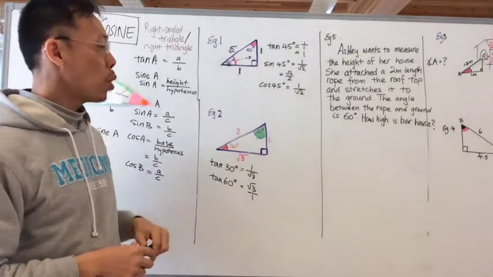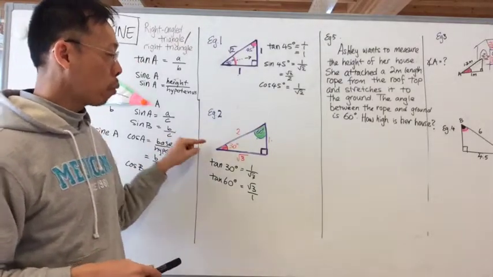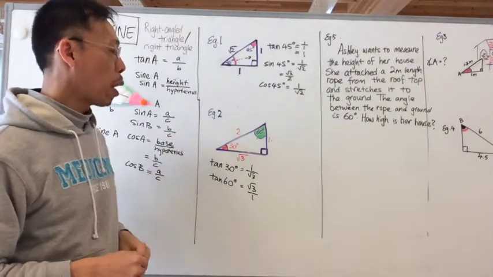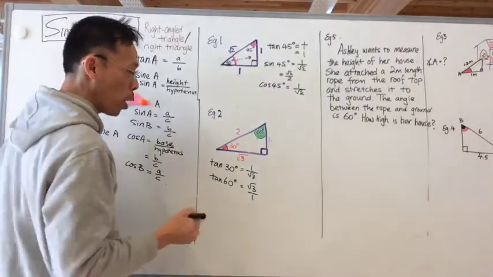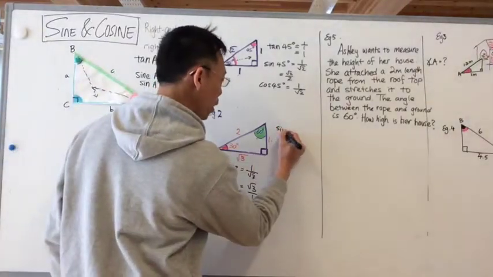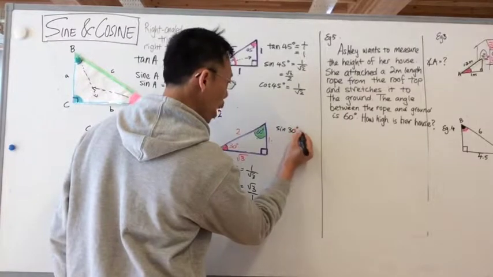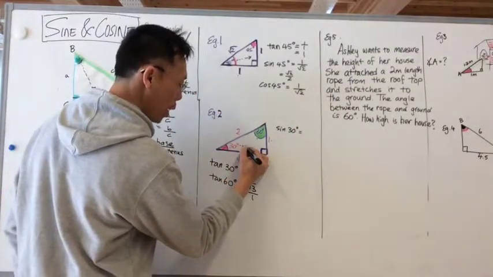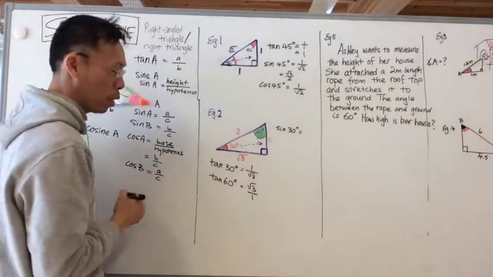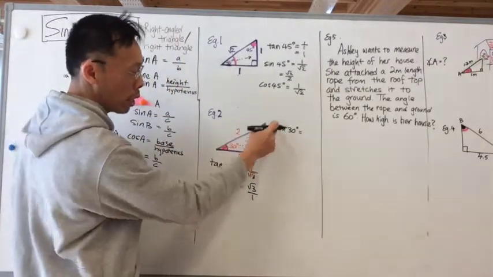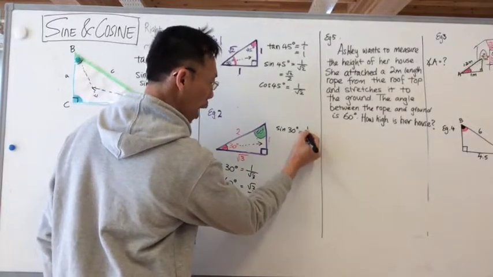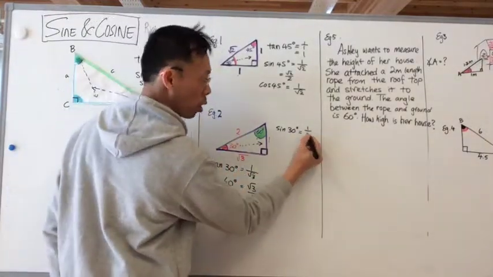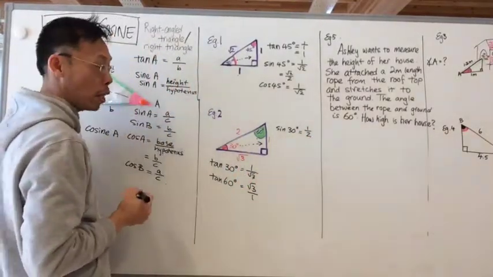Now we're going to look at another example, this particular triangle, example number 2. And we're going to ask the same question. How about sine 30 degree? Sine 30 degree, where is the opposite? With respect to 30, this is the height. That's 1. And the hypotenuse is 2. It's just half. That's easy.